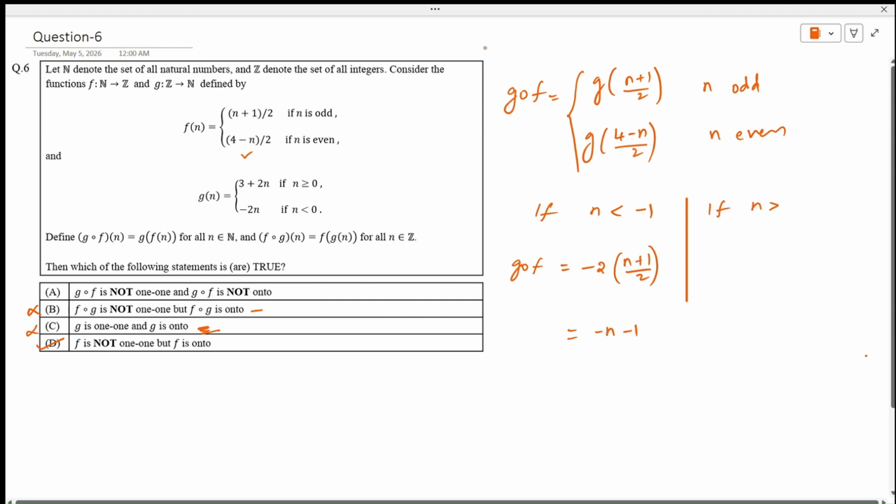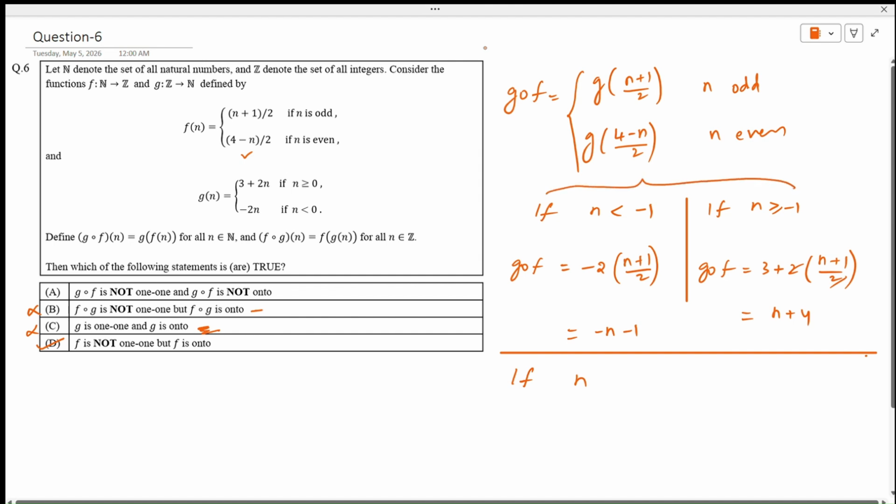If n is greater than or equal to minus 1, if it is minus 1, then it becomes 0, and if it is more than minus 1, it still remains positive. So we'll get g of f is equal to 3 plus 2 of n plus 1 by 2, which is equal to, the 2 gets cancelled, n plus 4. Now for the second thing, everything that we discussed here was for n odd.